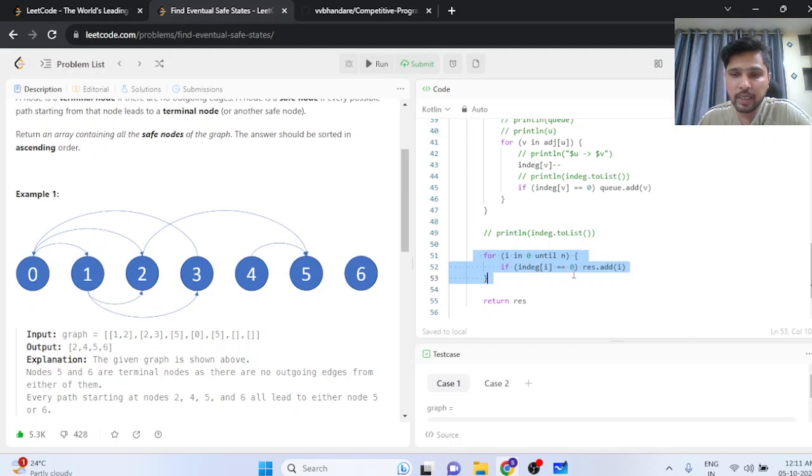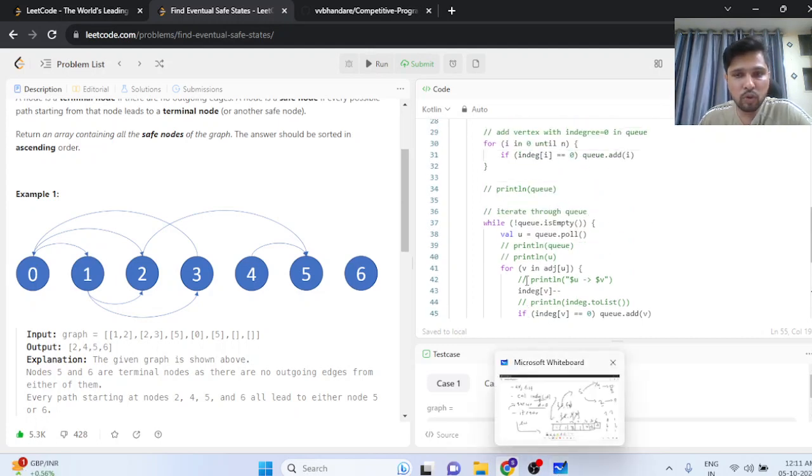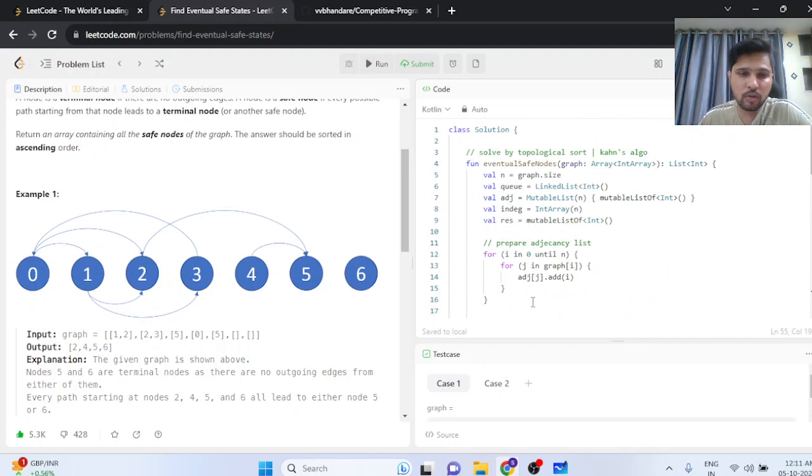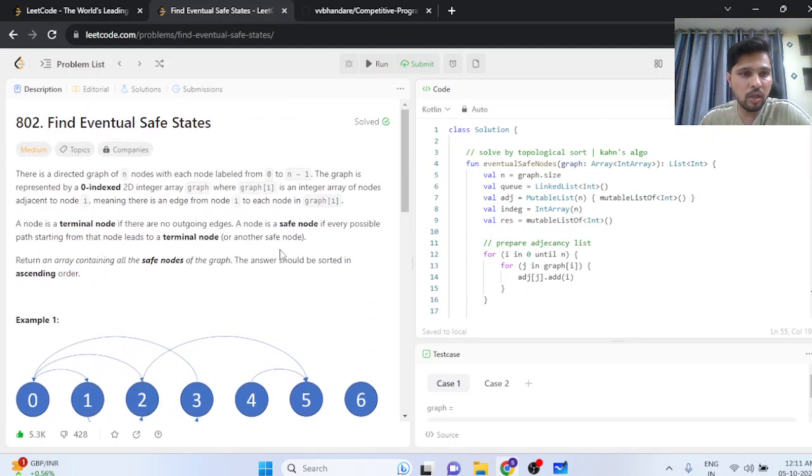Once this is exhausted, finally we iterate through the in degree array, and whatever nodes have the in degree as 0, we put into the output list, and we return that output list. That's it. So that's the idea about the topological sort, and you can call it Kahn's algorithm as well.